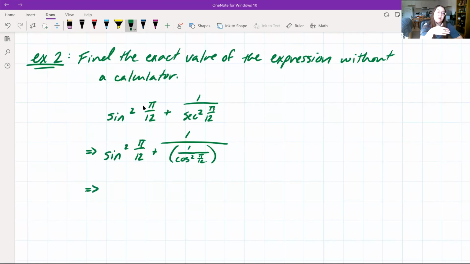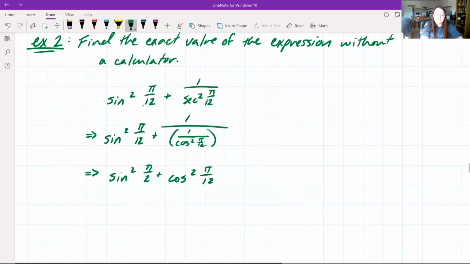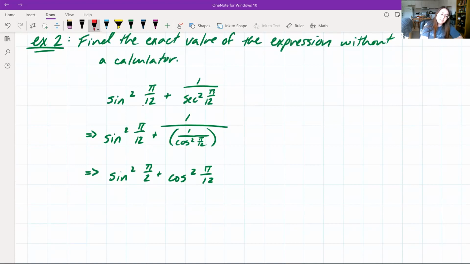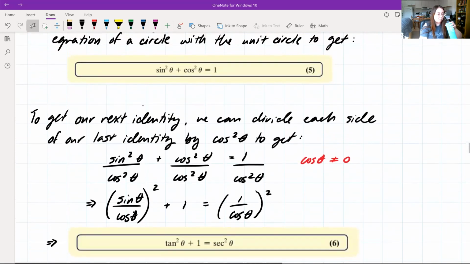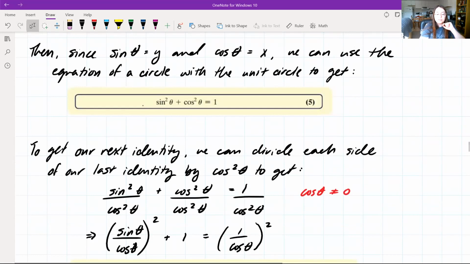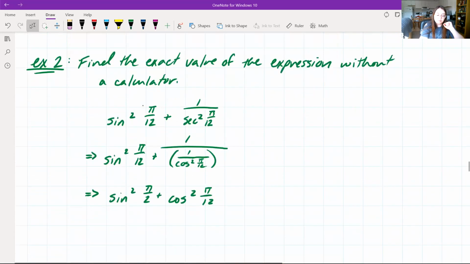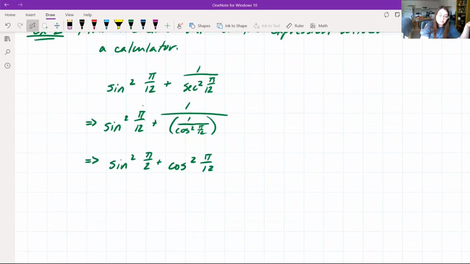So if we have 1 divided by cosine squared of pi over 12, that is actually just going to simplify to sine squared pi over 12 plus cosine squared of pi over 12. And what we see here is that this looks very similar to one of our identities: sine squared theta plus cosine squared of theta is equal to 1. And actually, if we notice, we can just state that pi over 12 is theta.